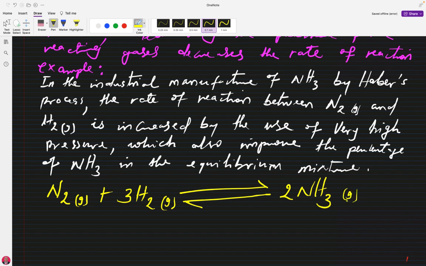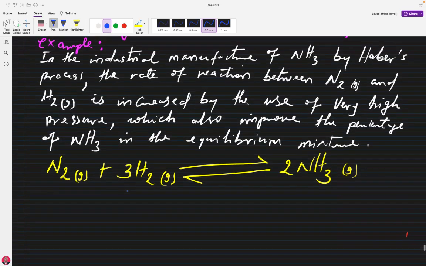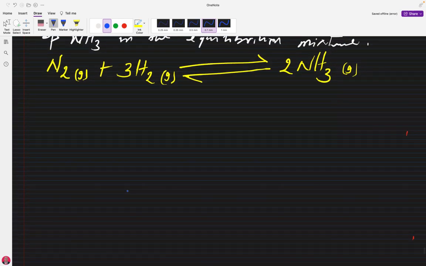Now we'll go to the third factor, which is surface area. How does surface area affect the rate of a reaction? Surface area should be our next factor now.